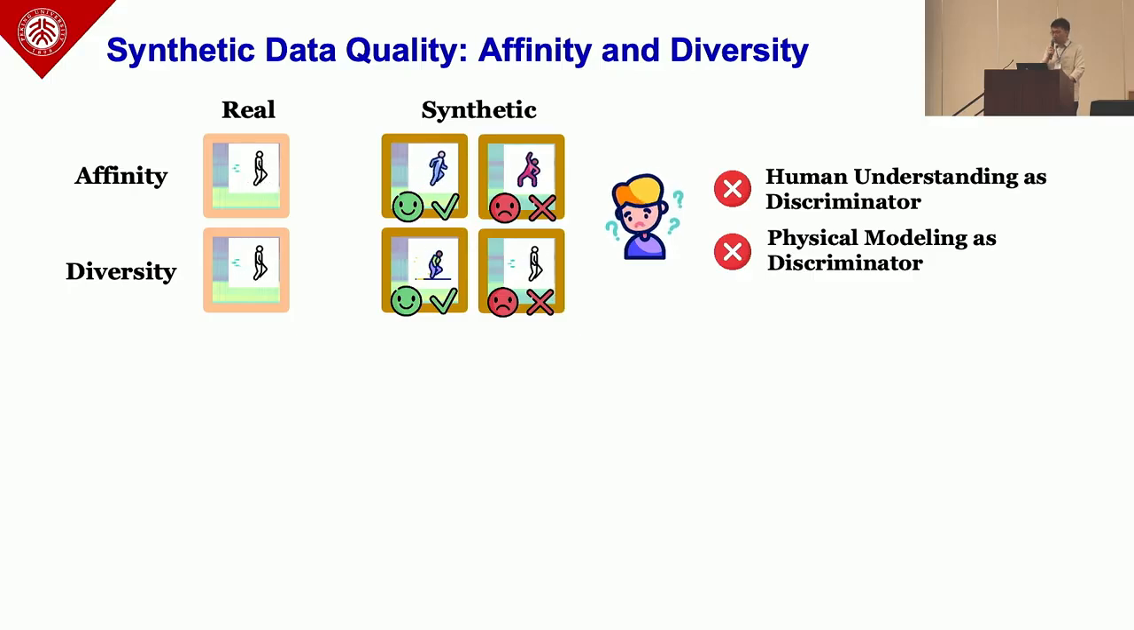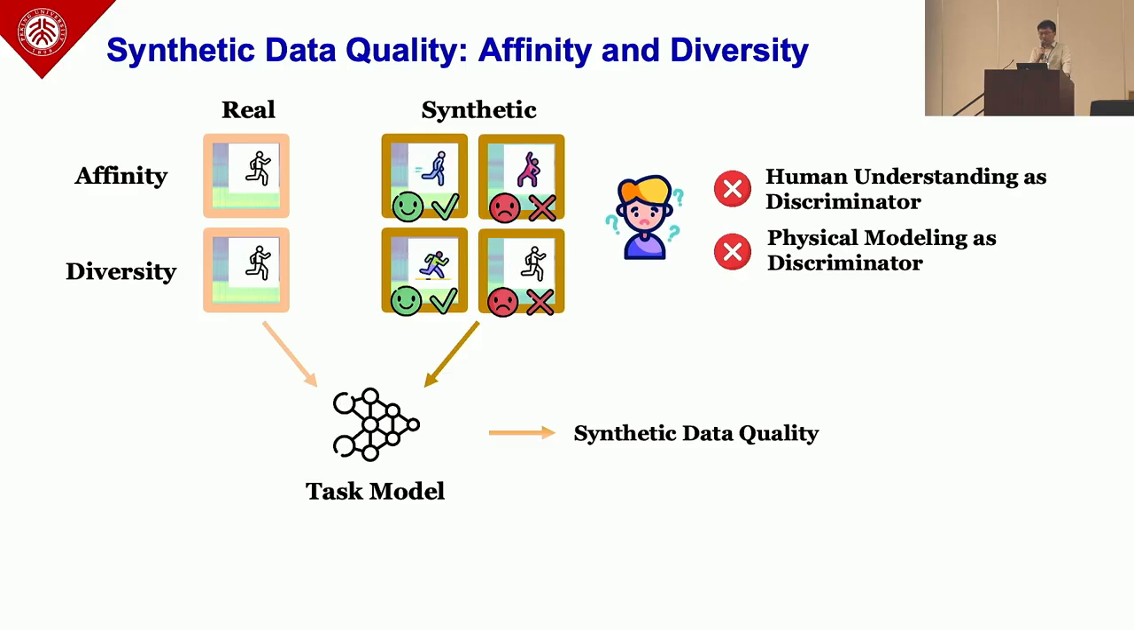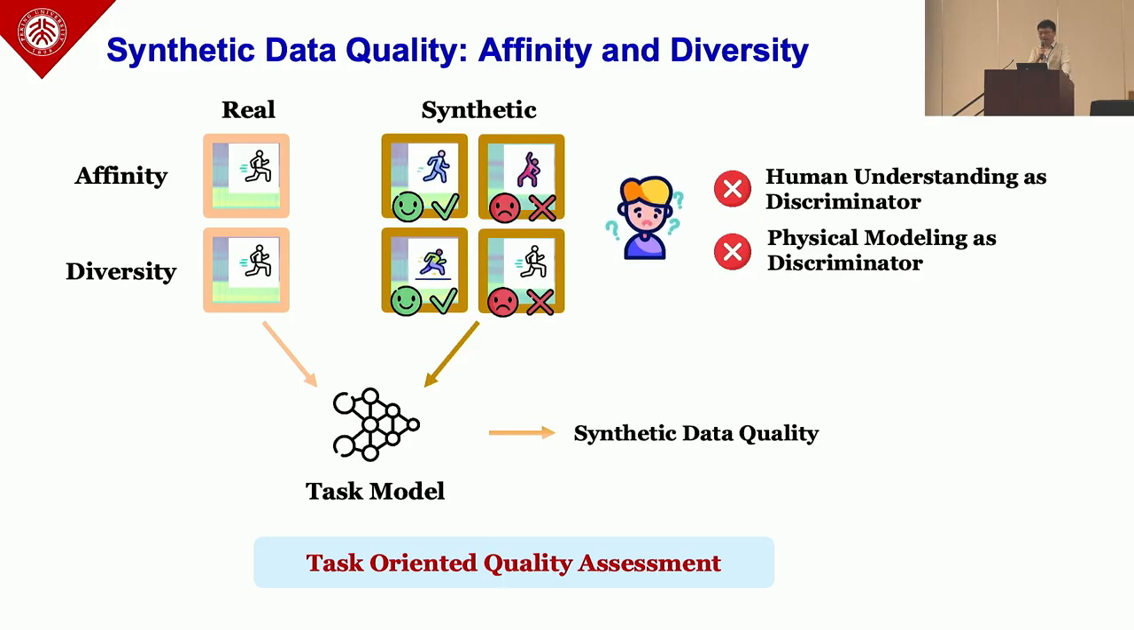While these two attributes are easy to understand, they are very difficult to measure directly because it's hard for humans or physical rules to accurately explain wireless signals. For instance, when looking at raw Wi-Fi CSI signals, we cannot easily tell which action they represent or whether they are diverse or consistent. This leads to our insight for quality assessment. Instead of evaluating data at the signal level, we use task models to assess the quality, because the ultimate goal of synthetic data is to improve task performance. We call this task-oriented quality assessment.